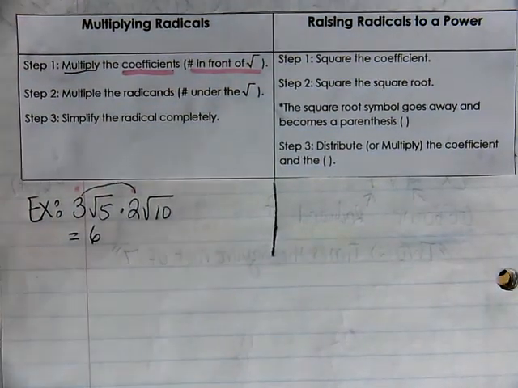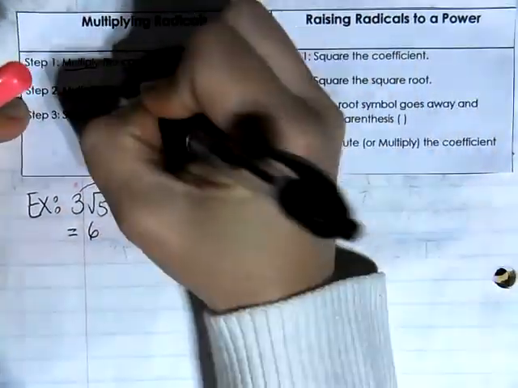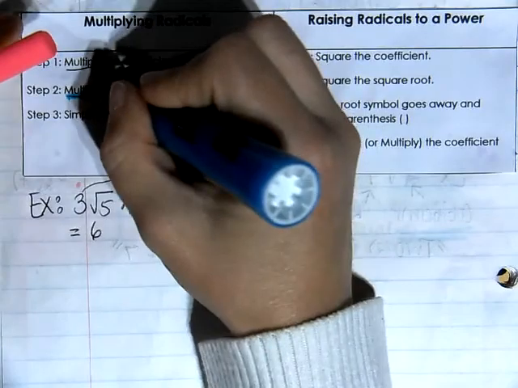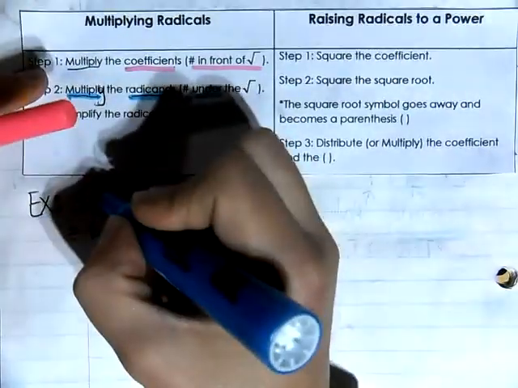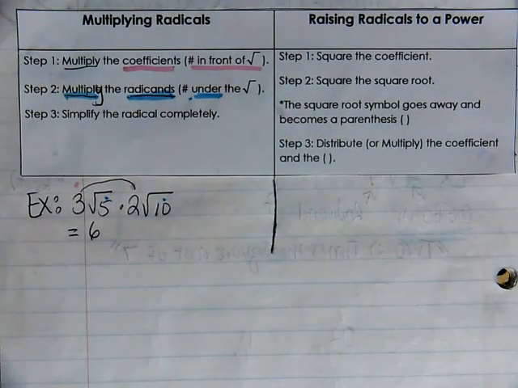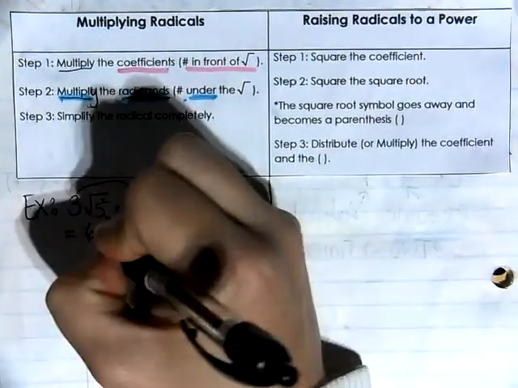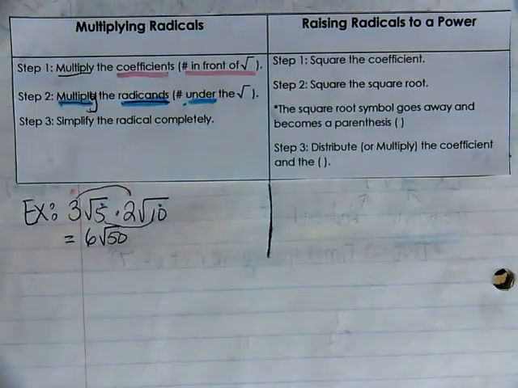The next thing I'm going to do is multiply the radicands. That is the number under the square root. So in this case, that's 5 and 10. I'm going to multiply 5 times 10, and 5 times 10 is 50.